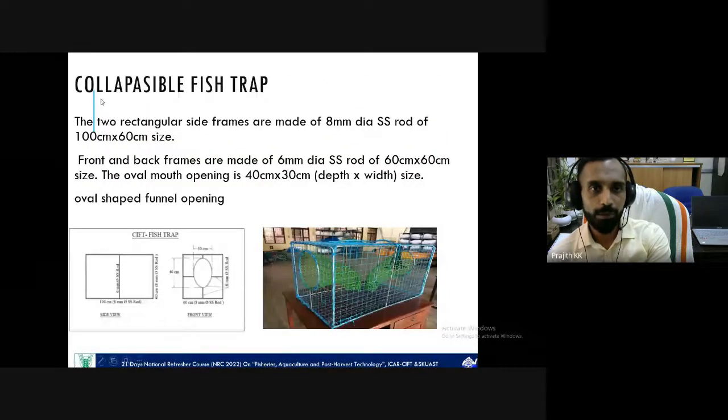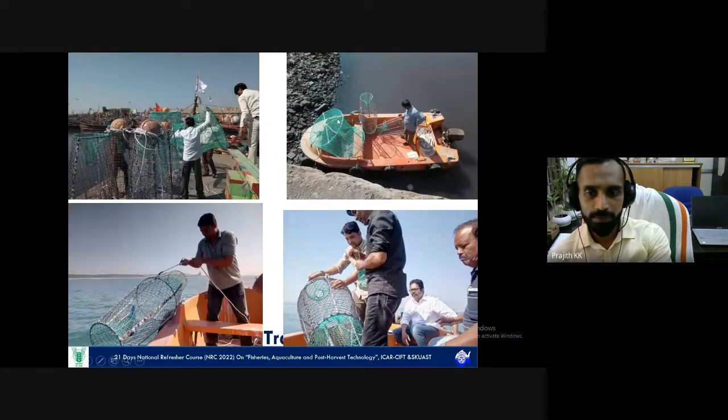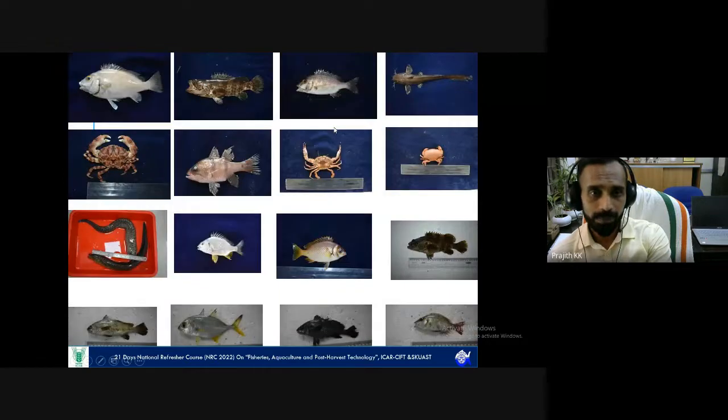And another is the collapsible fish trap from our side. You can see the collapsible trap, this is a design for inland waters, mainly for harvesting pearl spot, Lutjanus, crab, etc. These are some photographs from Gujarat that we have. We have compared different types of traps, the various designs we have compared. This is a typical catch.